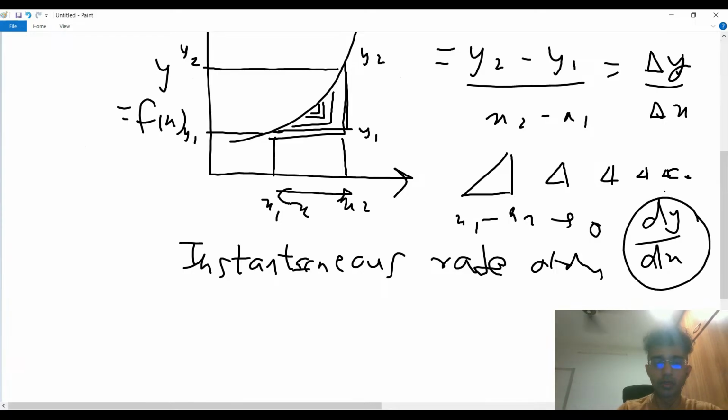Clear, everyone? You just confirm in the chat. Is this clear? You just say yes or just give me a thumbs up in the chat if it's clear.